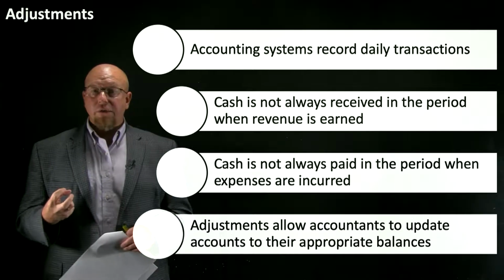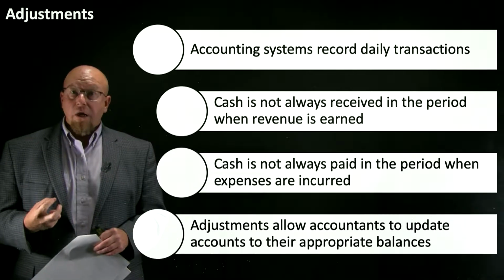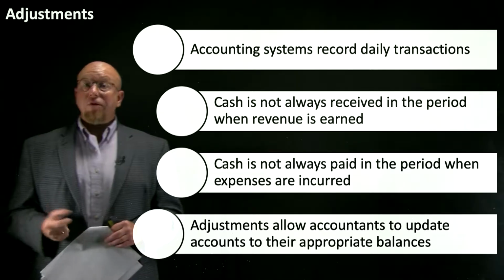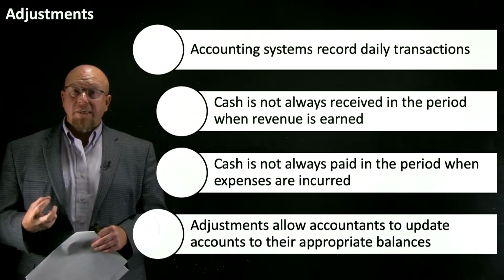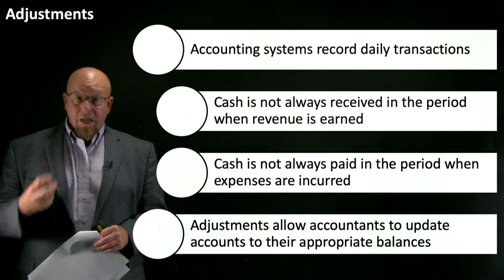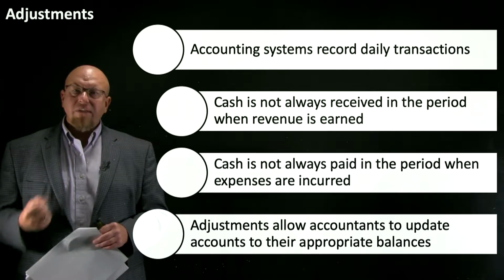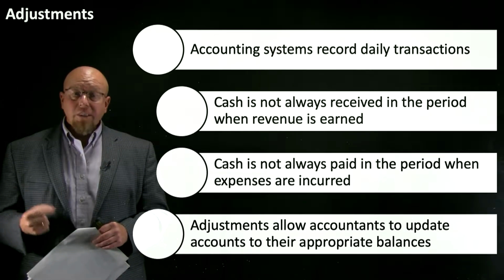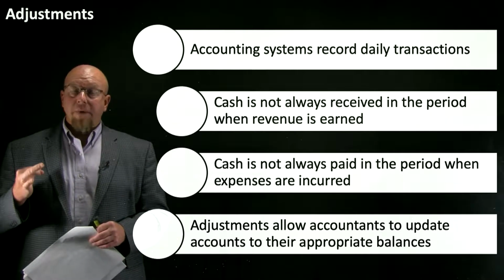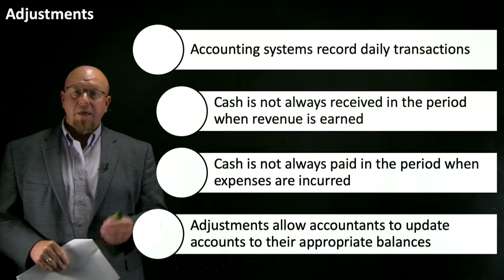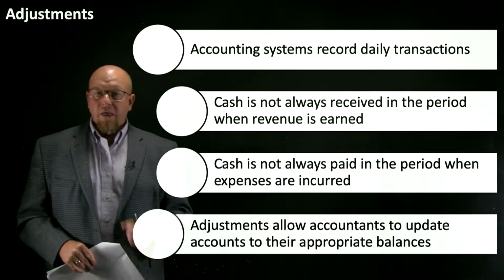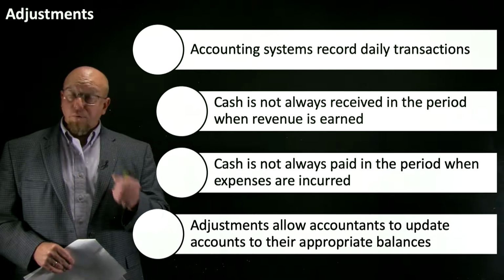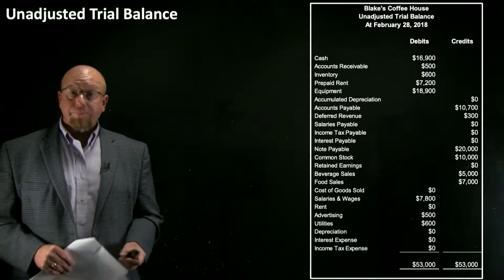Accrual accounting allows us to measure revenues on the income statement when they're earned, even if the cash flow occurred before or after that period. The same is true for expenses. We can recognize expenses on the income statement when they're incurred and match them to the related revenues, even if the cash flow happened before the month, after the month, before the year, after the year. So adjustments simply take accounts from the balance where they are to the balance where they need to be. Adjustments are needed at the end of the period to update account balances on both the income statement and the balance sheet to what their appropriate balances should be for that particular period.